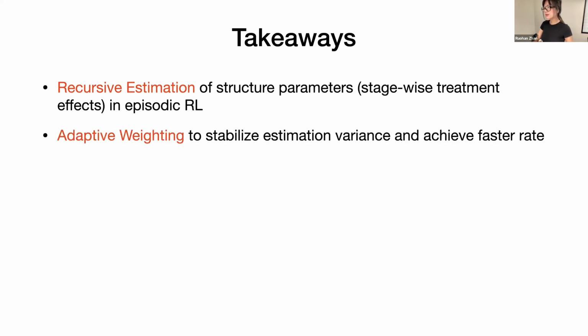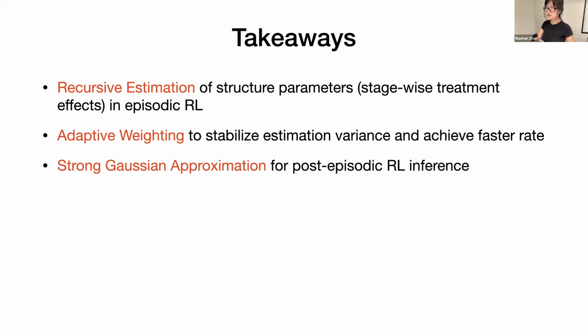And then we use some adaptive weighting to stabilize the estimation variance, due to the whole data generation process being adaptive, and we can achieve a faster rate. And for the inference result, we can apply a more delicately designed weighting scheme such that we can achieve this kind of strong Gaussian approximation, which allows us to construct confidence intervals around any projection of our parameter, or to construct the confidence region about our parameter.